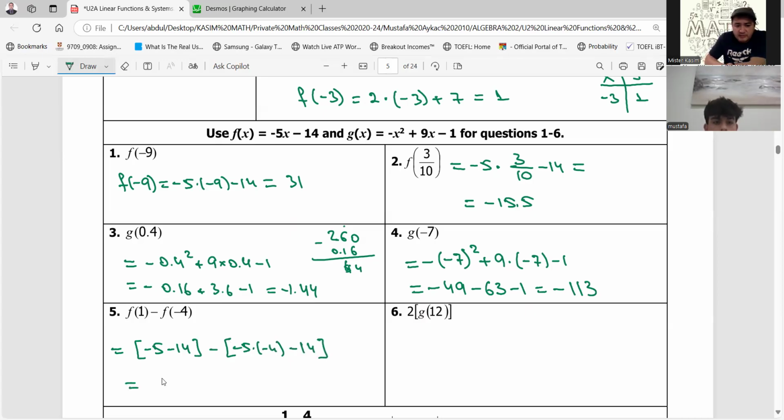Then we calculate this. Negative 5 minus 14 is negative 19, minus negative 5 times negative 4, which is 20. 20 minus 14 is 6. So negative 19 minus 6 is negative 25. Okay. So can you do question 2?